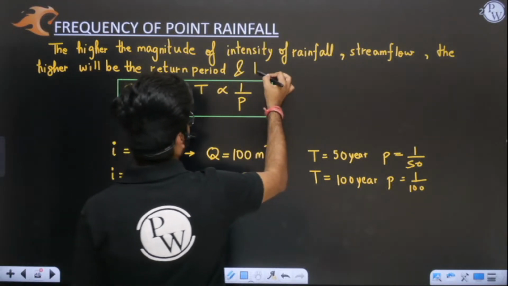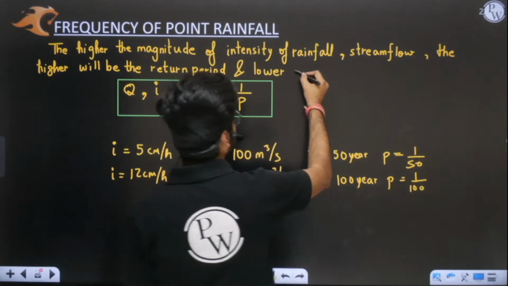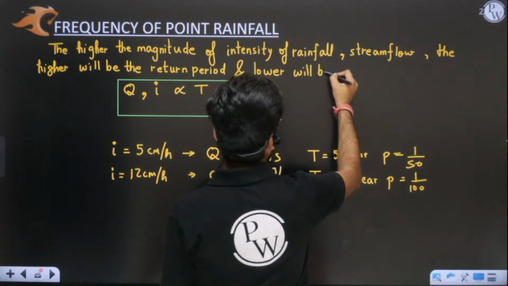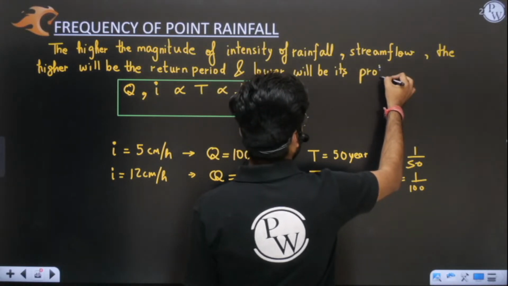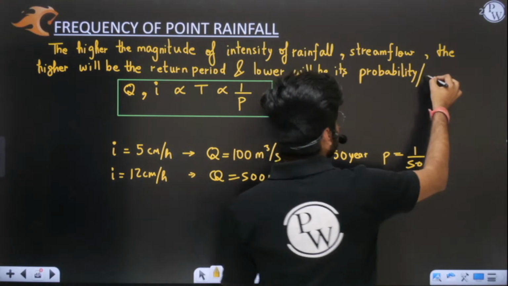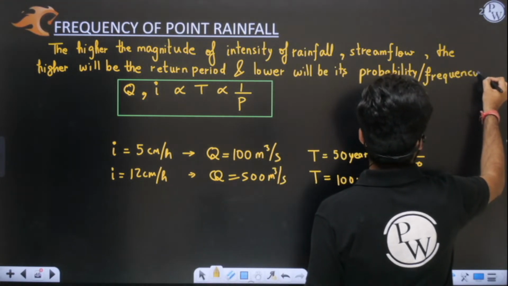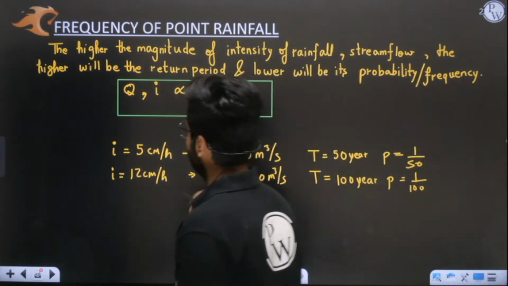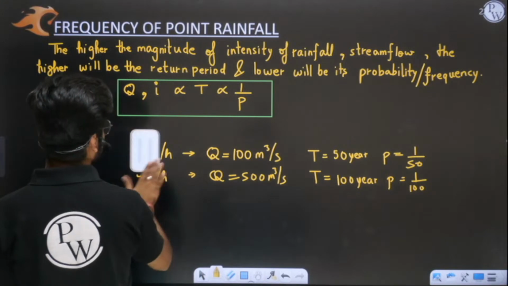and lower will be the probability or frequency. Lower will be its probability or frequency. Probability and frequency are one and the same here. So I hope now the frequency term is very clear to you, and vice versa is also applicable. Okay, the vice versa statement is also clear here. I hope this is clear to you.